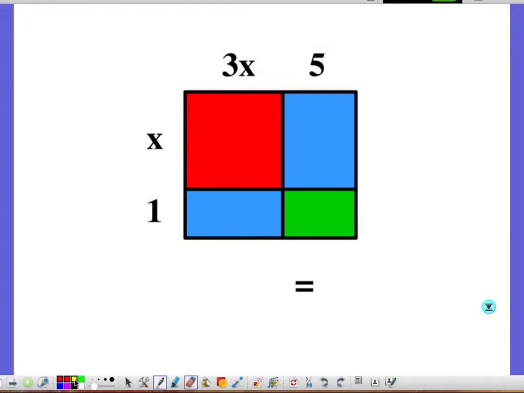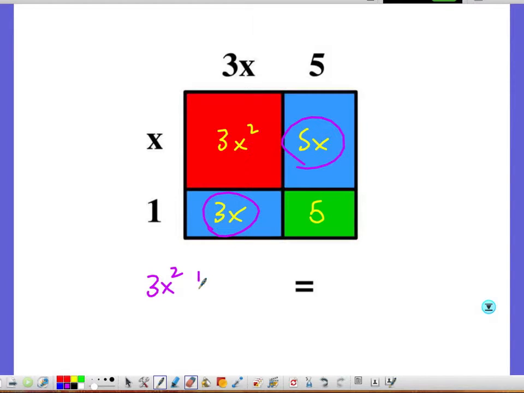So now that we have an idea of how to set up the equations, let's just go ahead and find the two different expressions for the area of this rectangular shape. 3x times x, that gives me 3x squared. 5 times x gives me 5x. Here I have 3x times 1, which is just 3x, and then I have 5. So if I want to write the area for this, it's going to be 3x squared, 3x plus 5x gives me 8x plus 5.